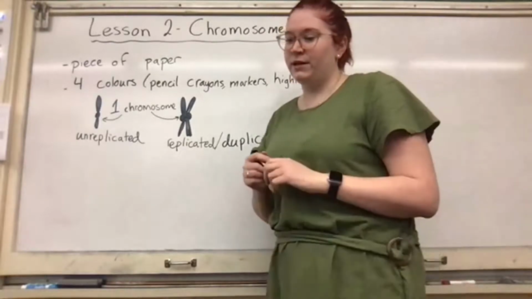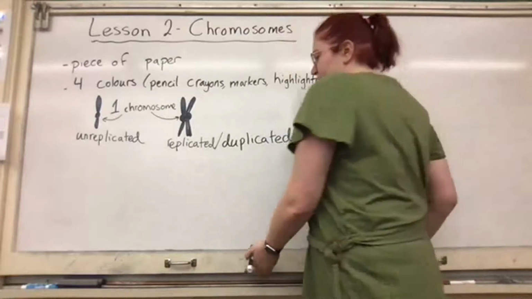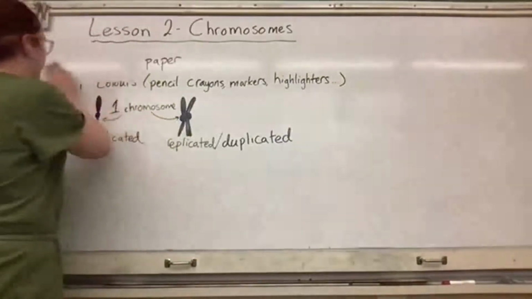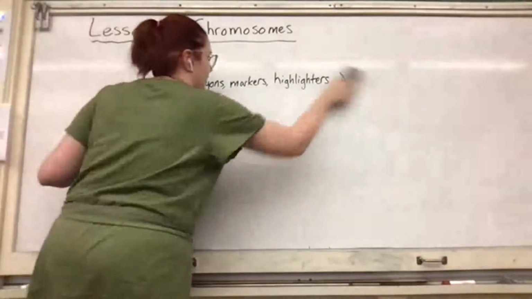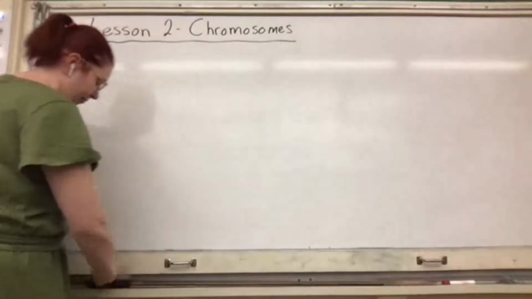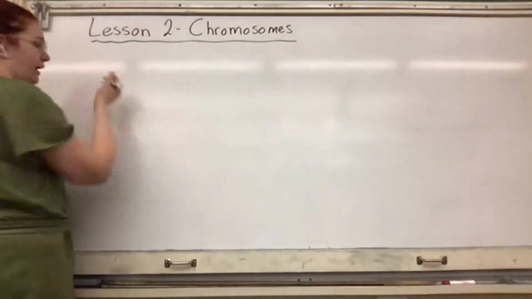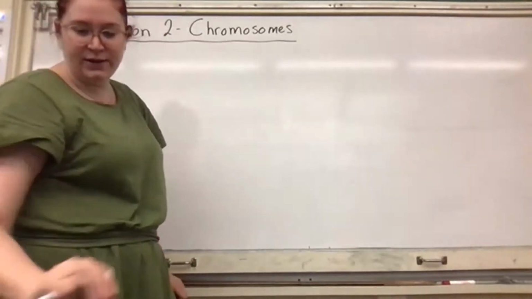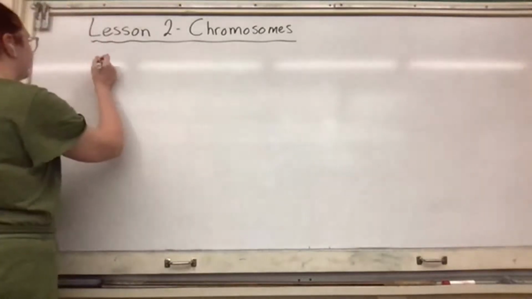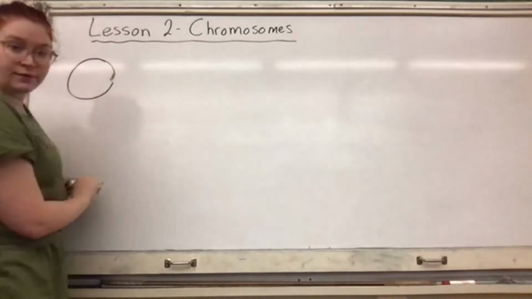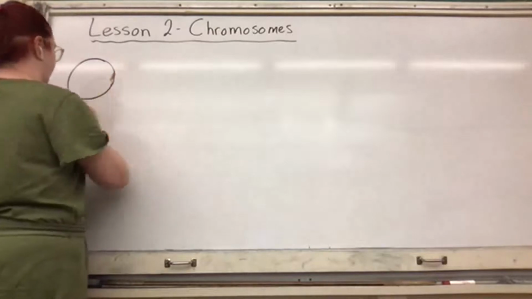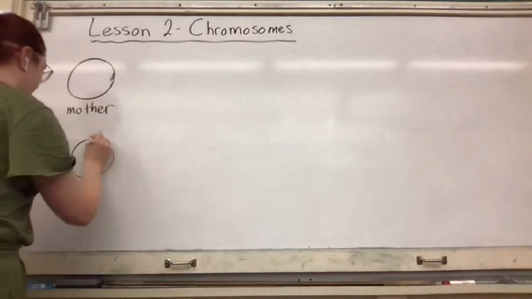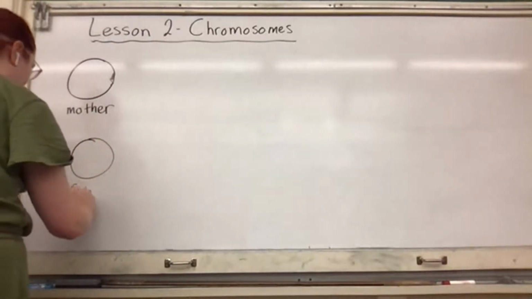So I'm going to show you what I mean by that. So we're going to draw some cells right now. I'm going to erase this. So everyone has 1 chromosome from mom and 1 chromosome from dad. Okay, so we're going to draw a cell that is from your bio mother, and we're going to draw a cell from your biological father. So go ahead and draw those on your paper.